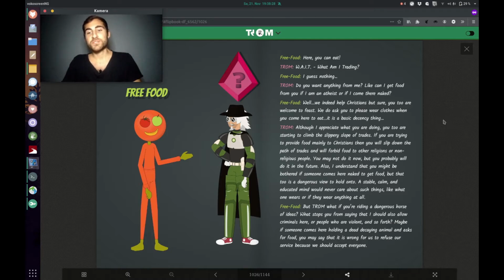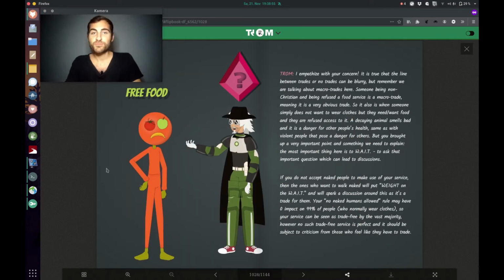And now Free Food is like, but TROM, what if you're riding a dangerous horse of ideas? What stops you from saying that I should also allow criminals here or people who are violent and so forth? Maybe if someone comes here holding a dead, decaying animal and asks for food, you may say that it is wrong for us to refuse our service because we should accept everyone. So you see, now it's a very interesting discussion because, yeah, where do you draw the line? Where do you put the border in those things?